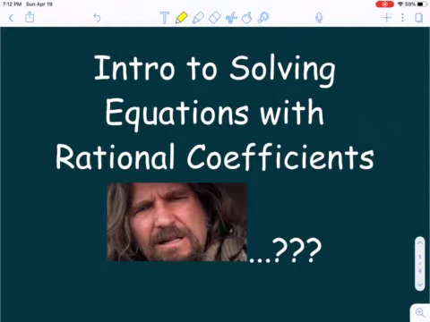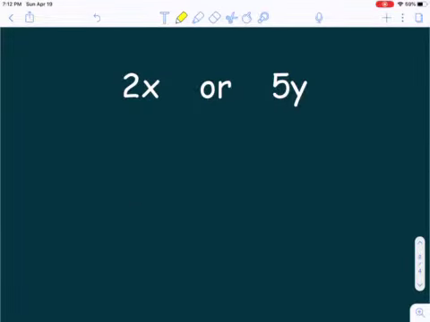Okay, so now we are moving into an introduction to solving equations with rational coefficients. And I have a picture of the dude from The Big Lebowski up there looking a little confused, because I know that if I saw something that said rational coefficients, I might be thinking a number of things, like, well, what's an irrational coefficient, or what's a coefficient? So let's talk about what a coefficient is first.